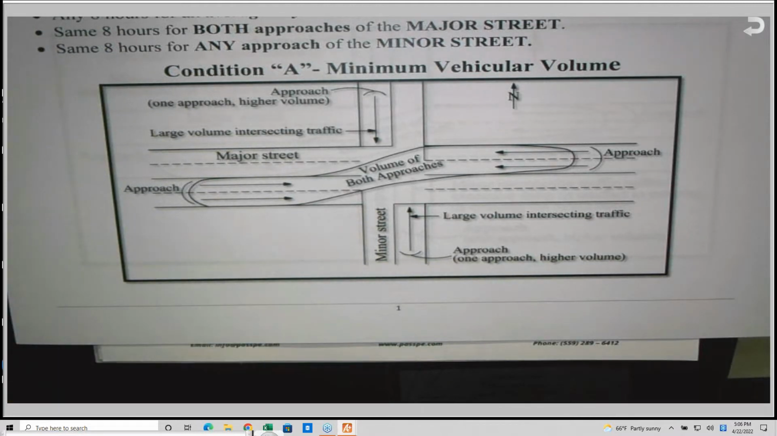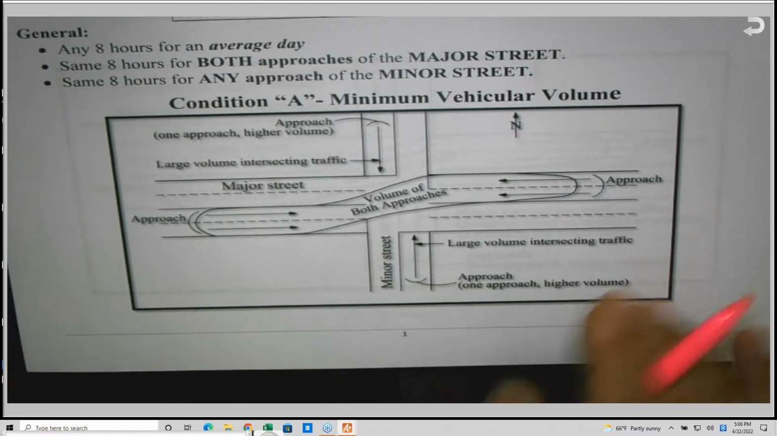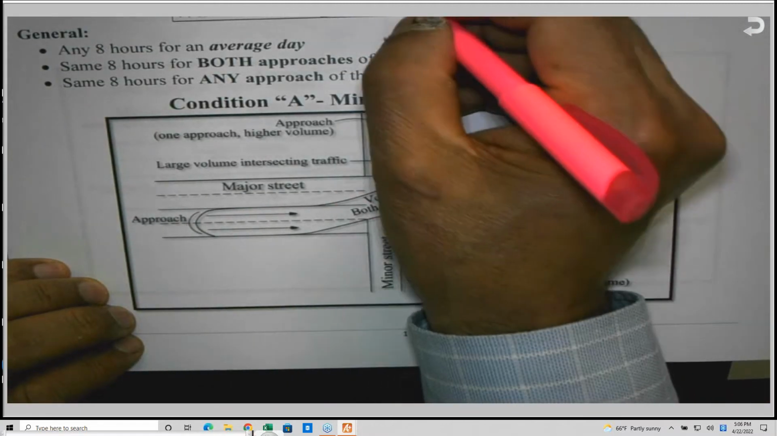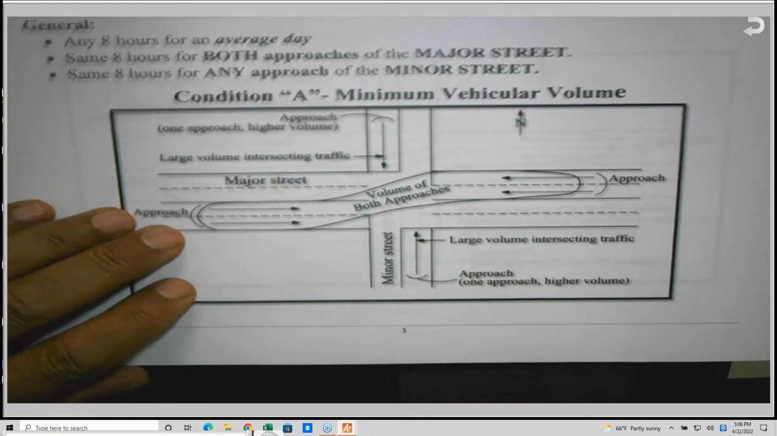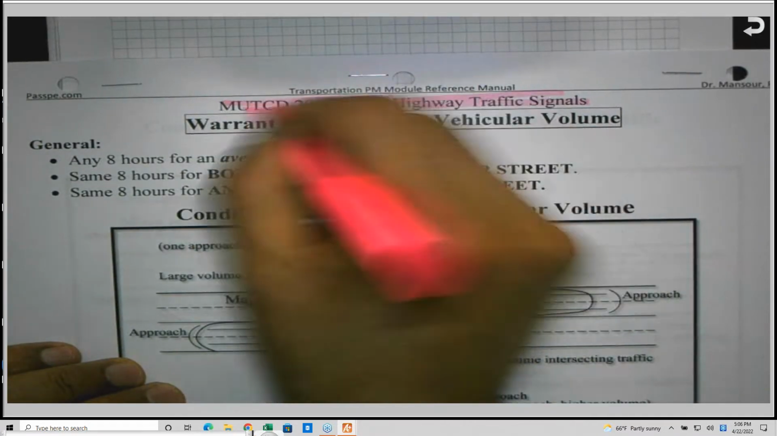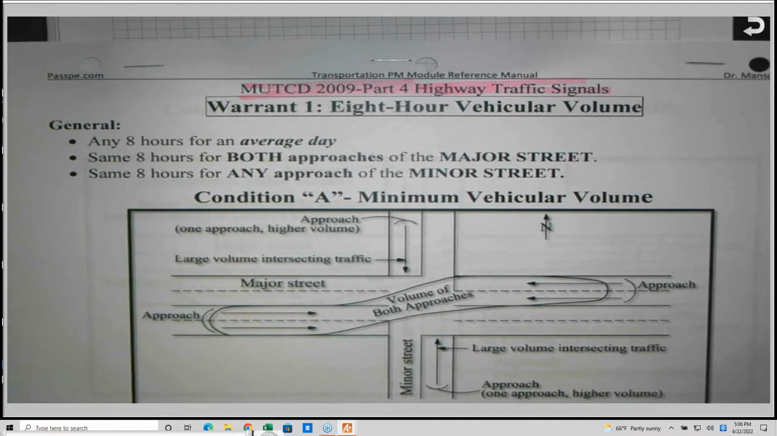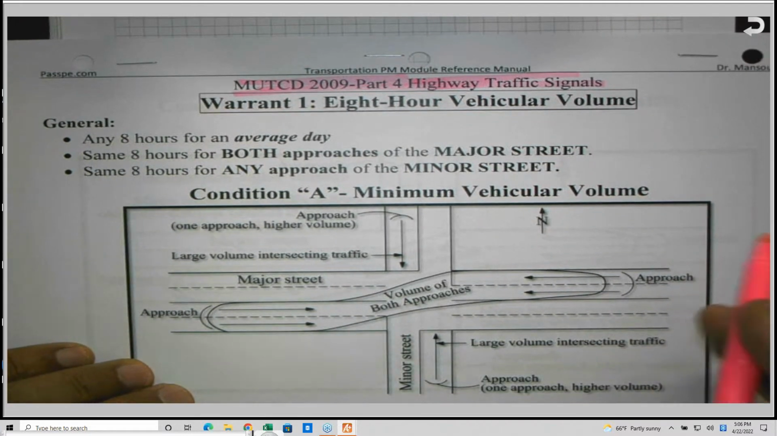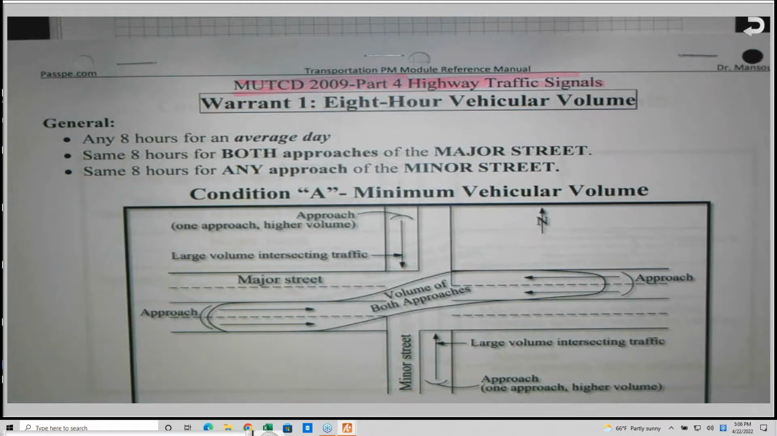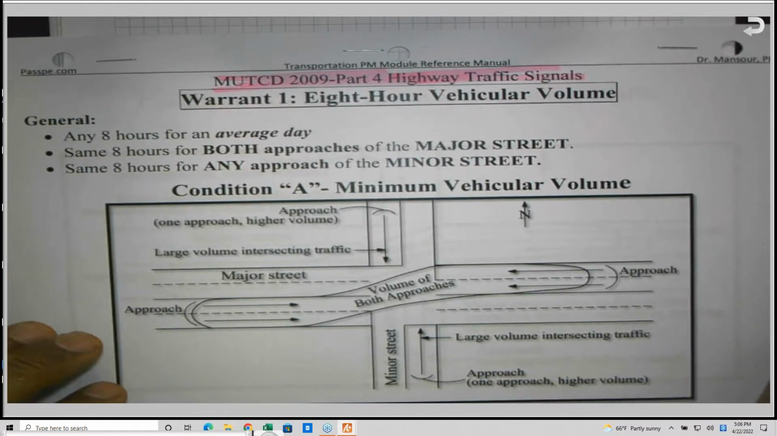So the 9 warrants for the traffic signal, as outlined in MUTCD 2009 part 4, they came up with these 9 warrants in order to ensure that we are applying the regulations and the need for a signal to be installed at any given intersection. So warrant number 1 is the most comprehensive one, and I consider it is a little bit tricky.